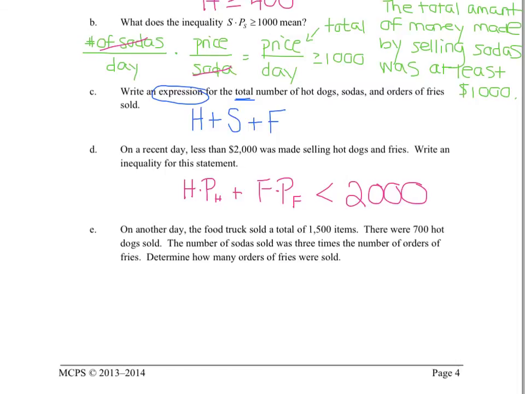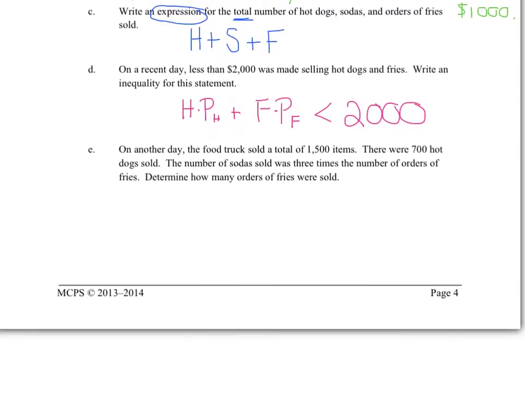Finally, we have, on another day, the food truck sold a total of 1,500 items. There were 700 hot dogs sold. The number of sodas sold was 3 times the number of orders of fries. Determine how many orders of fries were sold.